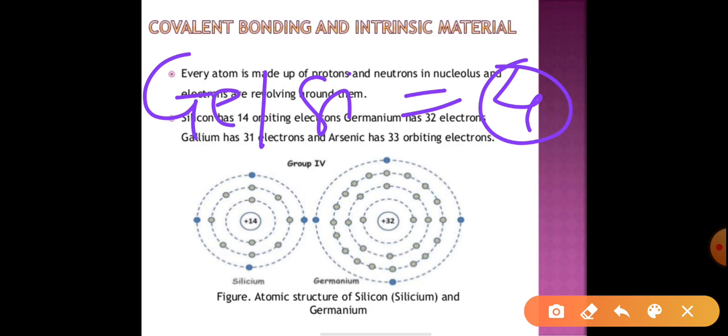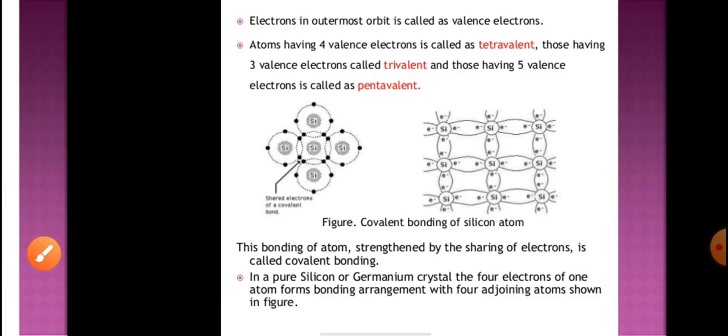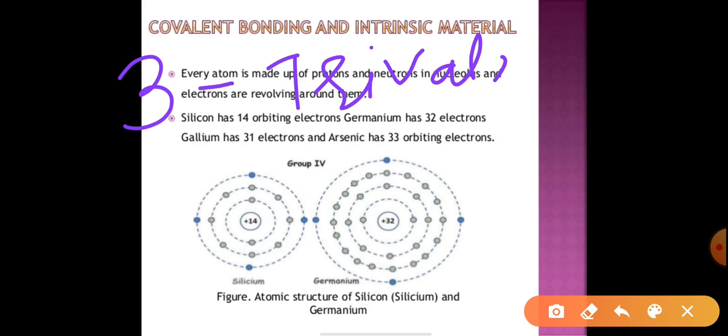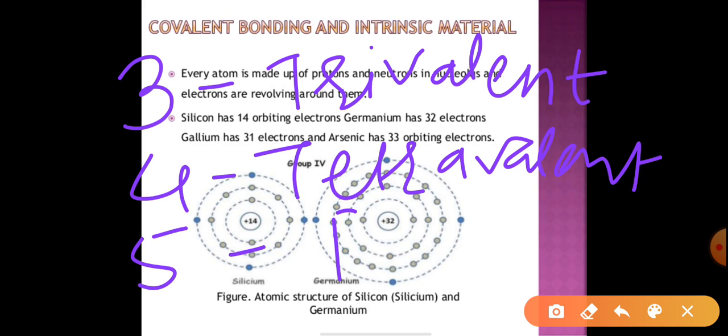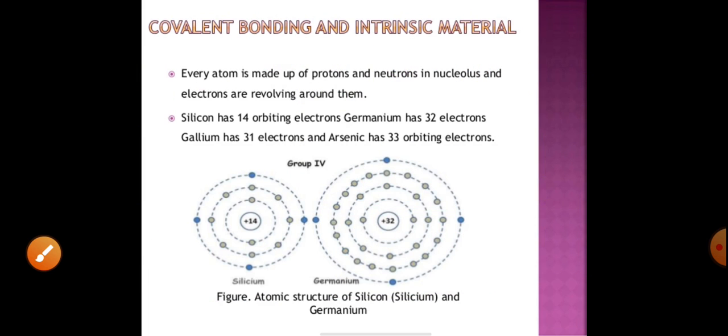If 3 valence electrons are there, it is called trivalent. If 4 electrons, it is called tetravalent, and if 5 electrons are there, it is called pentavalent. Keep in mind what I am saying: 3 electrons trivalent, 4 electrons tetravalent, 5 electrons pentavalent.